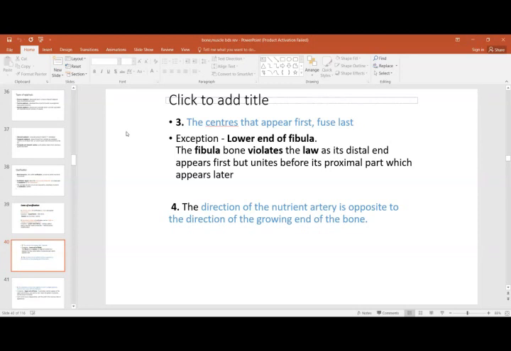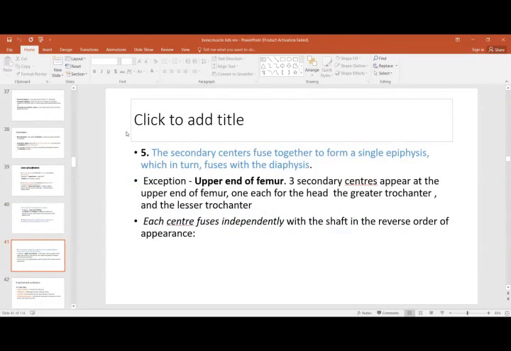Then the nutrient artery, which supplies blood to the bone, enters the bone in the diaphysis through the nutrient foramen, and its direction is opposite to that of the growing end. The secondary centers fuse together, form a single epiphysis, and then fuse with the diaphysis. So these are all the different laws which are followed in ossification.